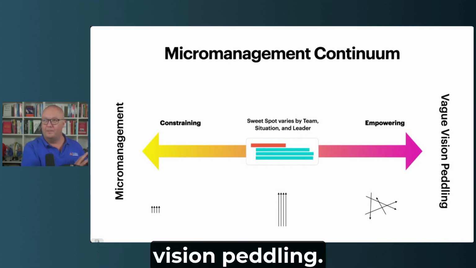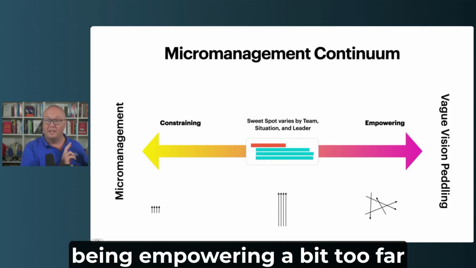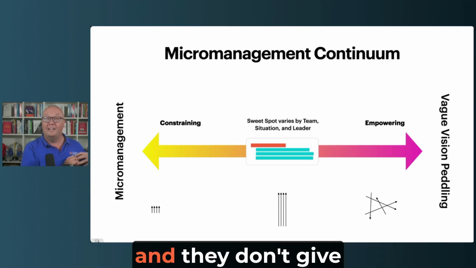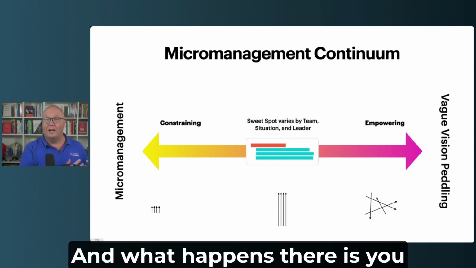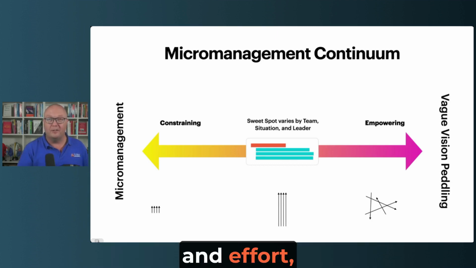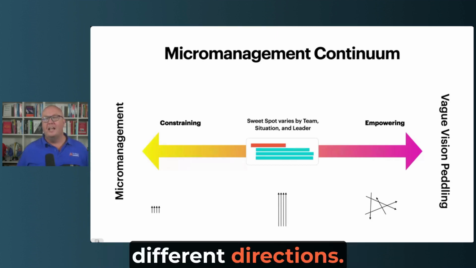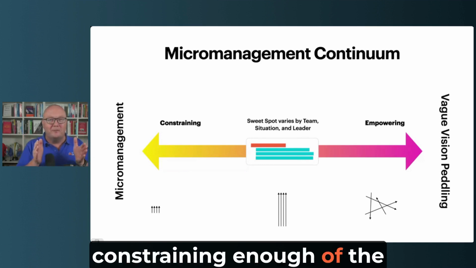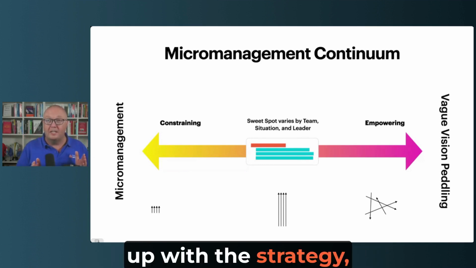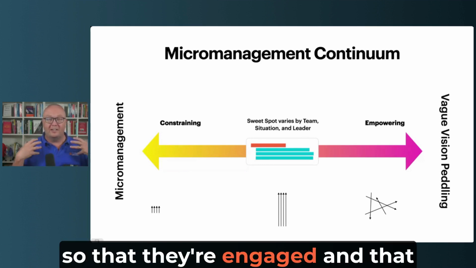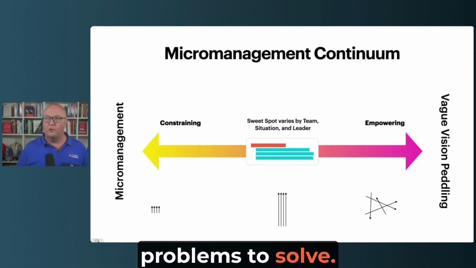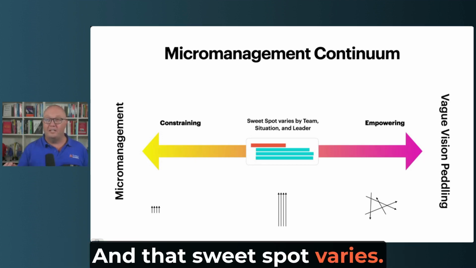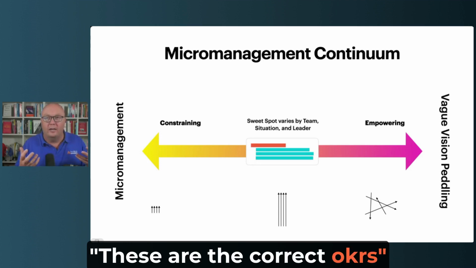This is where people take being empowering a bit too far and they don't give enough direction. And what happens there is you might get a lot of energy and effort, but they go in all sorts of different directions. The sweet spot is somewhere in the middle, and you're constraining enough of the direction to get it lined up with the strategy, but giving people enough scope so that they're engaged and that they have real meaty problems to solve. And that sweet spot varies. There's no sort of, these are the correct OKRs.